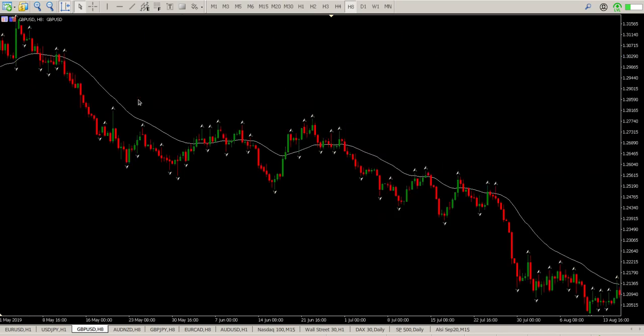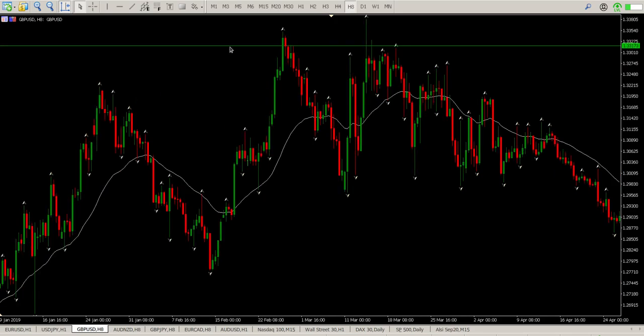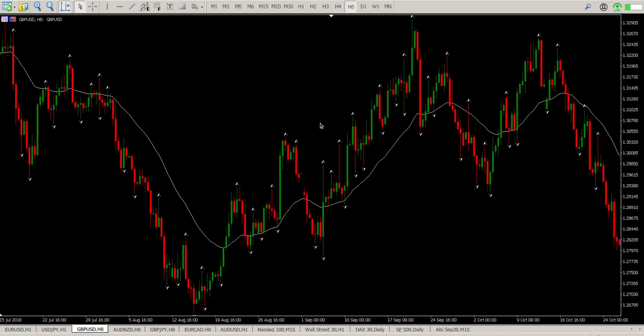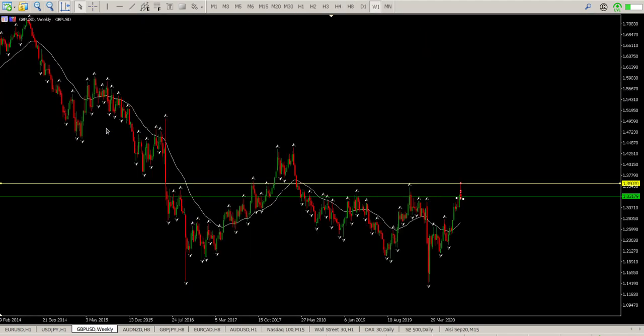Okay, I just want to, and you can see the area where the green line is where price is now. There's a lot of support here. You can actually go to the weekly and then just come down.